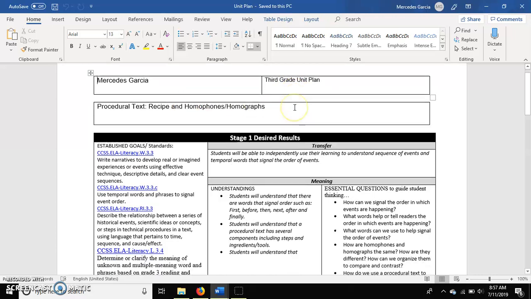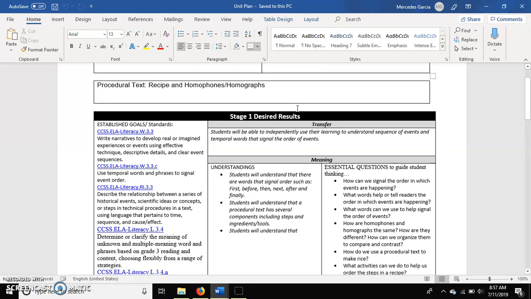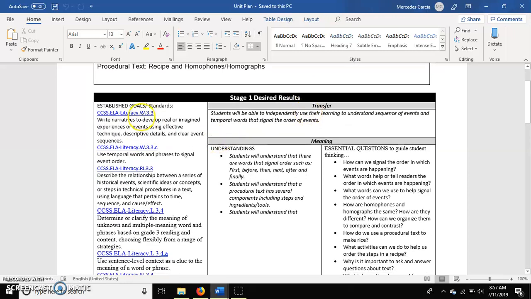This is my third grade unit plan. I did mine on a procedural text, a recipe, which is a type of procedural text, homophones and homographs. Here we have all our standards.